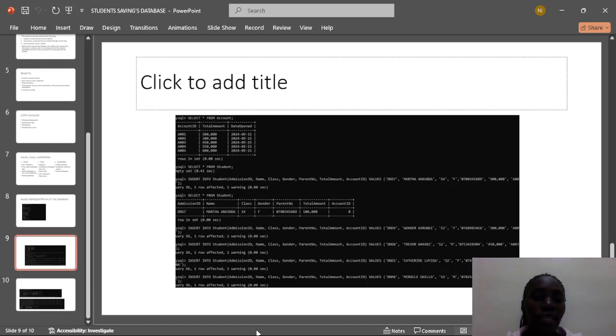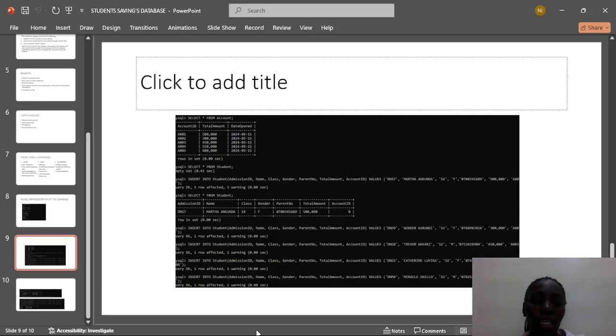The account table is going to include the account ID, so that there may not be a complaint of two students having the same account ID. Then the total amount in each account, then the date that the account was opened.